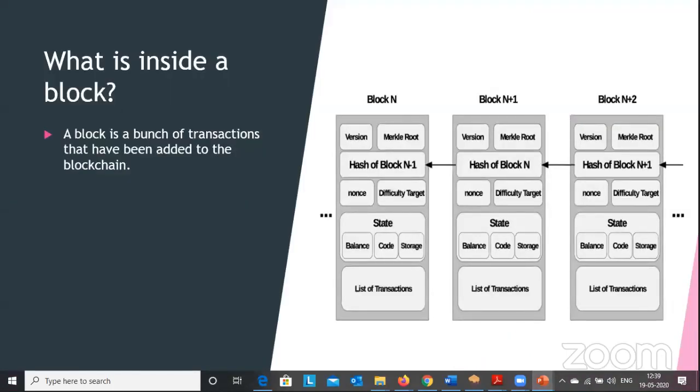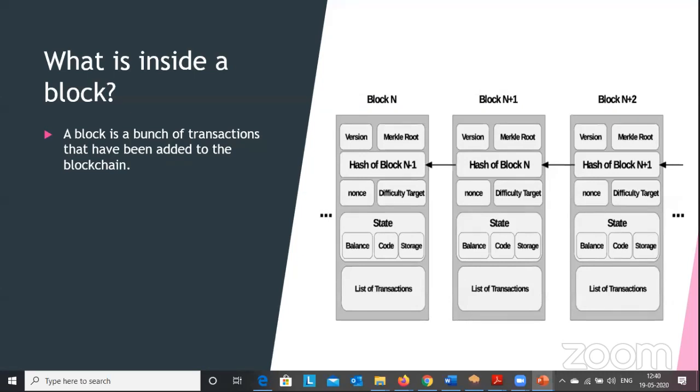Now we will discuss more about blockchain, not only the block number and nonce in the blockchain. Here you can see the slide. Here we will define what is meant by a block. A block is a bunch of transactions that have been added to the blockchain.